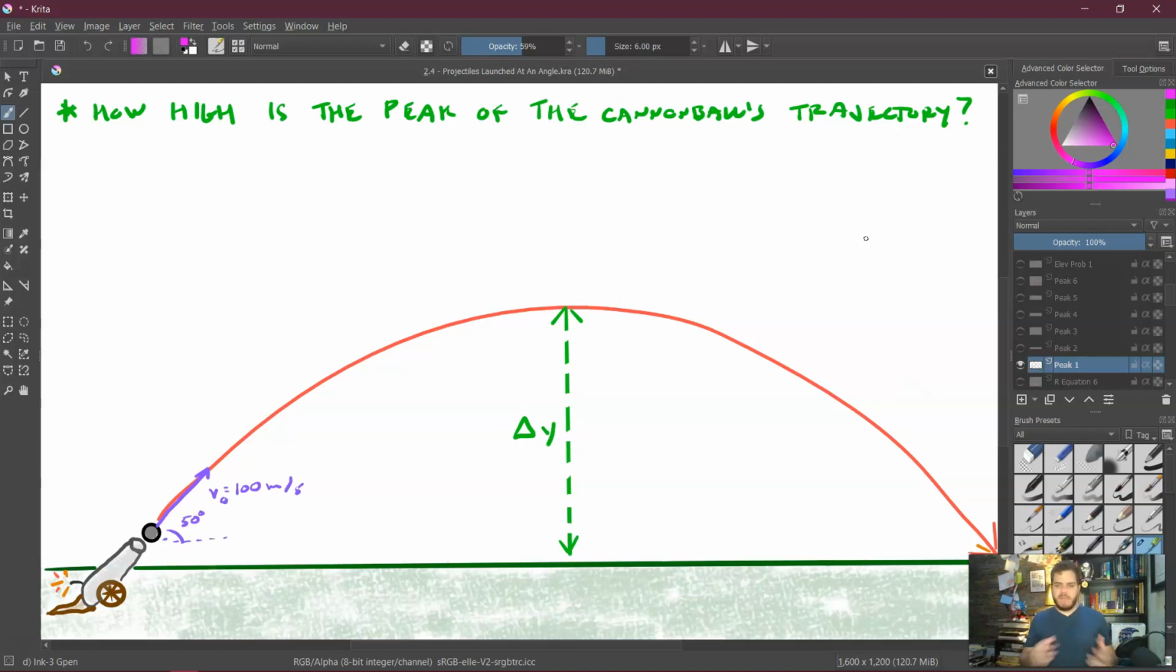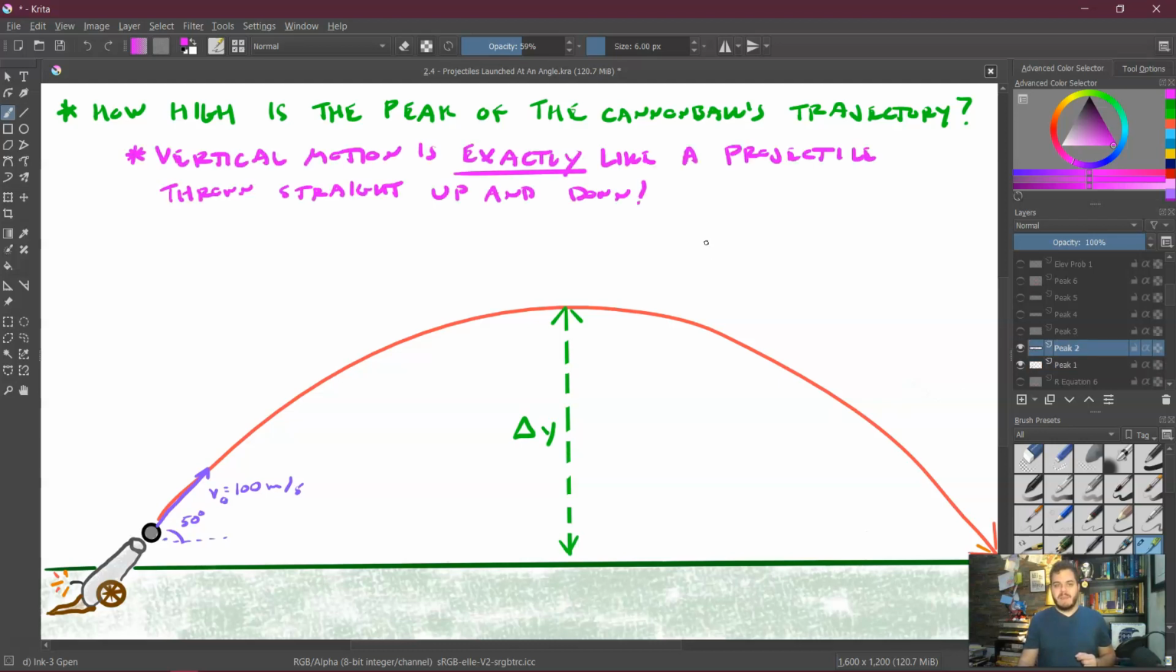Now initially you might be a little concerned because we can no longer use delta y equals 0 like we did previously, so how can we know some of these details? There's a few different ways you could do it, but the really important thing we want to get here is that the vertical motion is exactly like a projectile being thrown straight up and down.